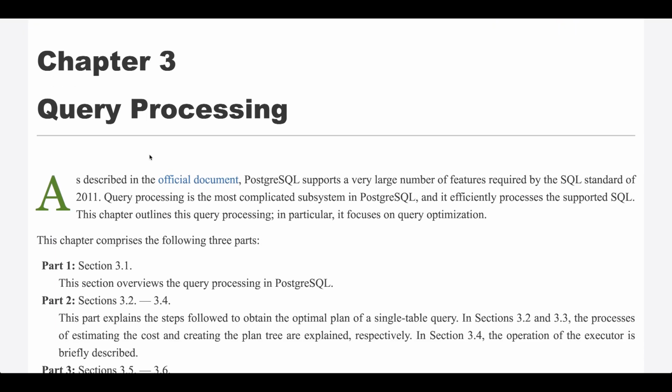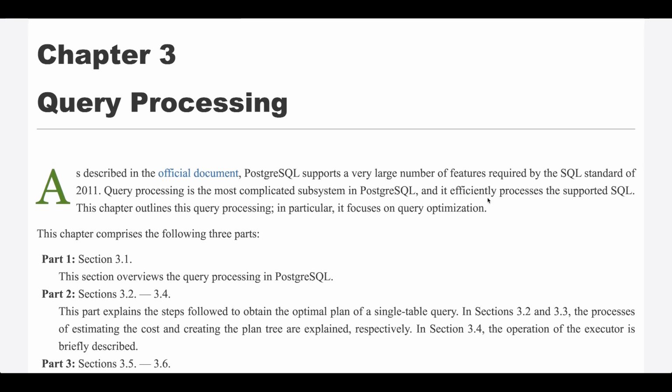Chapter 3. Query processing. As described in the official document, Postgres supports a very large number of features required by the SQL standard of 2011. Query processing is the most complicated subsystem in Postgres, and it efficiently processes the supported SQL. This chapter outlines this query processing. In particular, it focuses on query optimization.